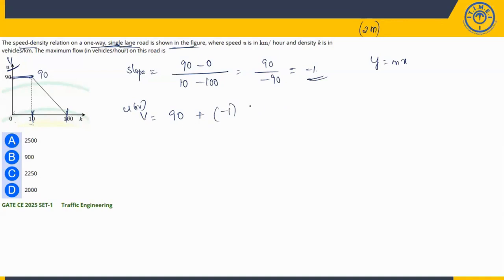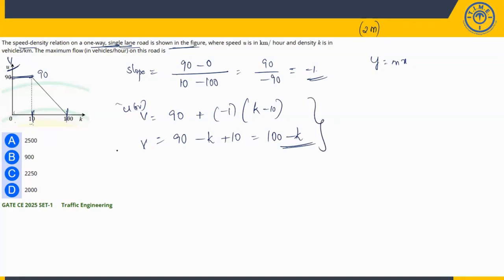k minus 10, because for maximum flow we don't know the value of k, so assuming the value of k to be k itself or x, that is x minus 10, and minus 1 is the slope, that gives 90 minus k plus 10, that is 100 minus k. Speed density relation from this curve we got it as v equal to 100 minus k.